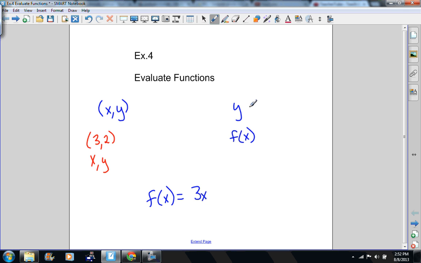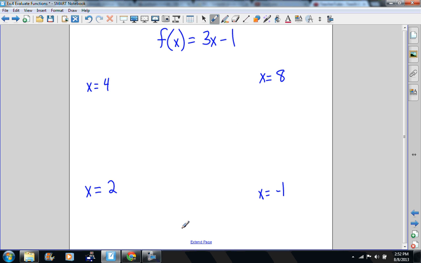Also, another thing is, y and f of x mean the same thing. So if you're given something like f of x equals 3x, this actually means y equals 3x, and it's just an equation. And so all you do is you put a number in for x, and then you solve. Okay? So what we're looking at are equations like this.